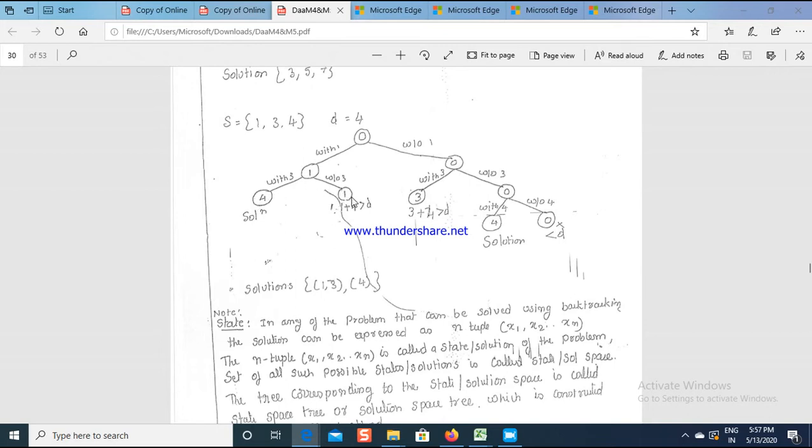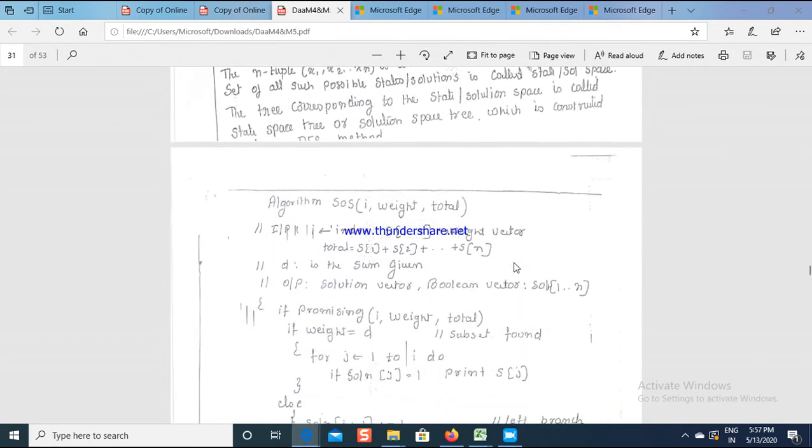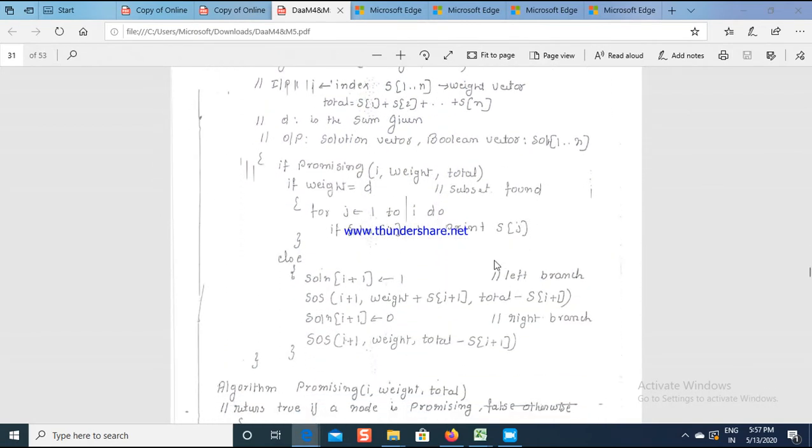If it is not a solution like this, then what I have to do? Left call, right call. Here also not a solution. Left call, right call. Here also it is not a solution. Left call, right call. So that we have to do. Again for left branch and right branch, I have to call the sum of the subset. So that is what this else. If it is a solution, print the result. Otherwise, you go for a left branch and you go for the right branch. The first two instructions are for the left branch and the next two instructions are for the right branch.